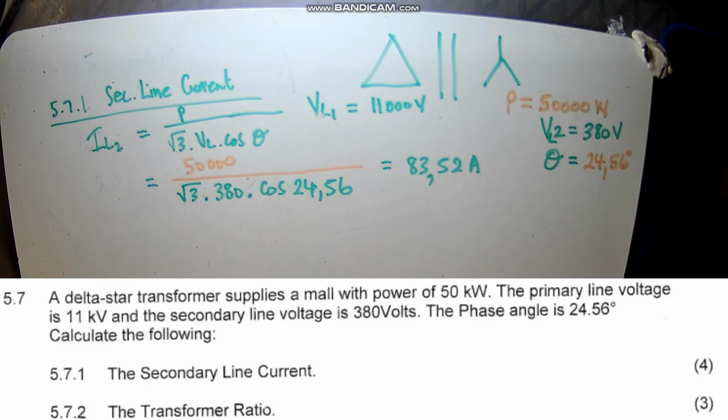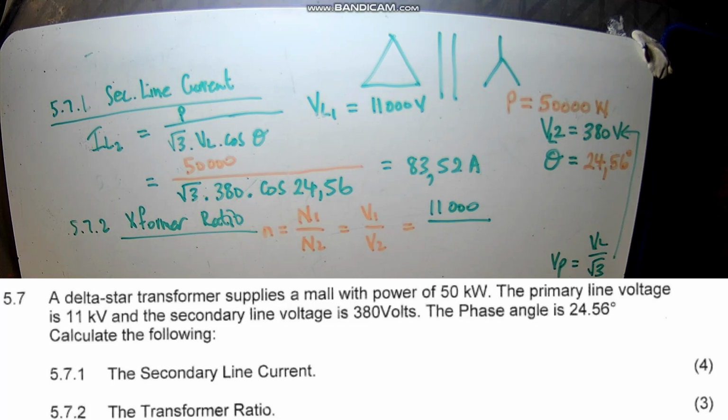5.7.2 asks for the transformer ratio. So the formula is N1 over N2 is equal to V1 over V2. And we know on the left hand side, we got 11,000 volts, which is a phase value. So do notice with delta, the voltages are the same, but with star, the voltages are different.